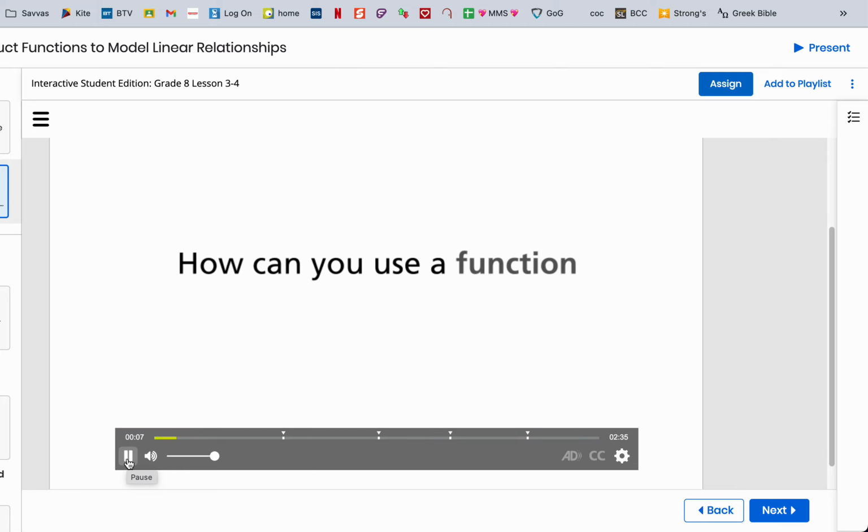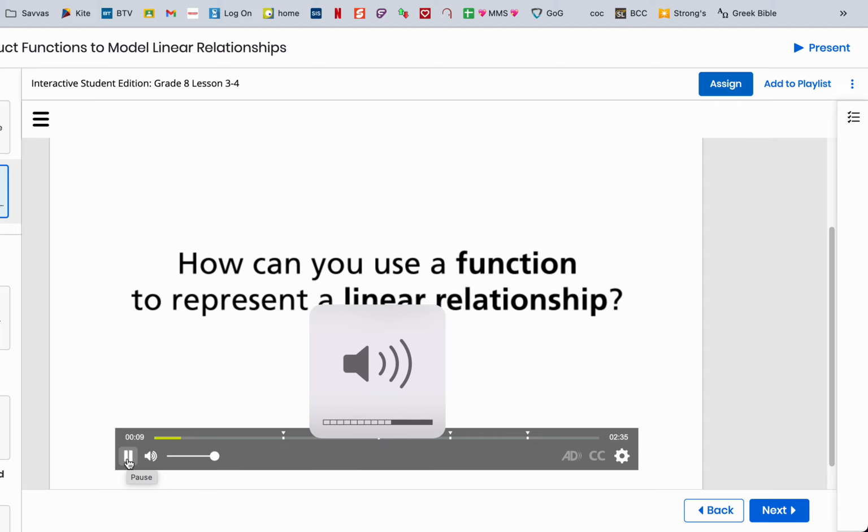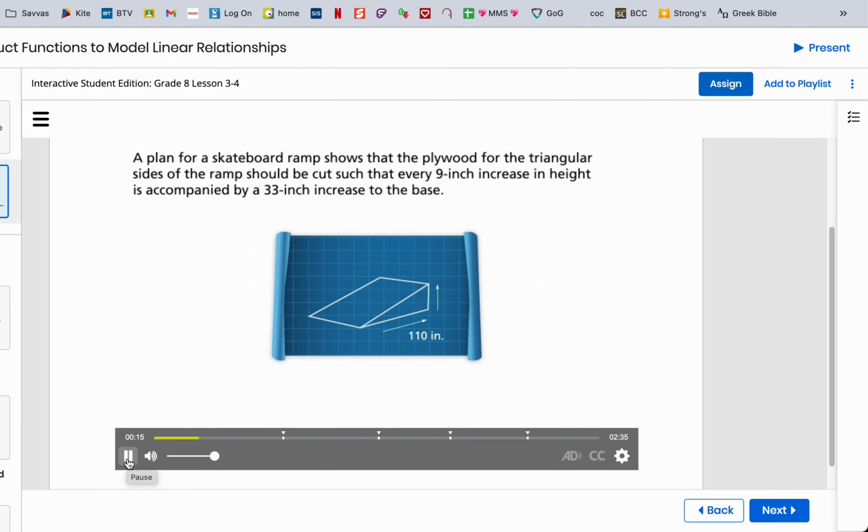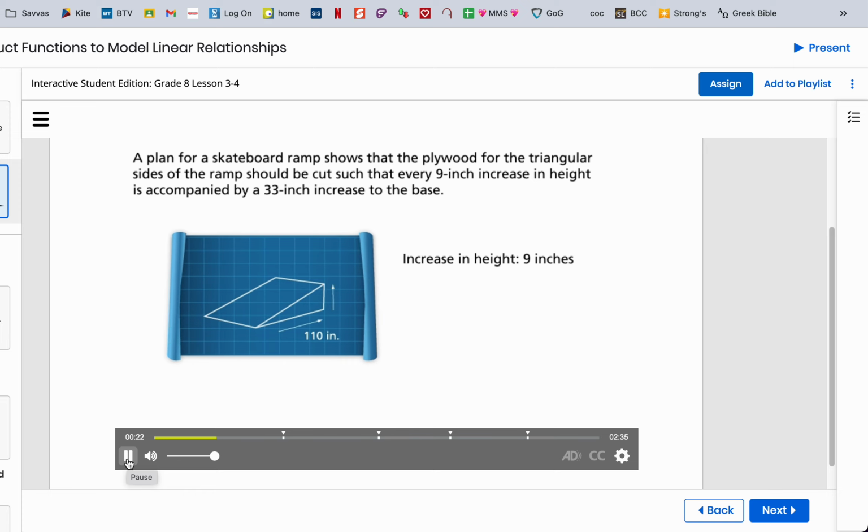How can you use a function to represent a linear relationship? Think about this question during the lesson. A plan for a skateboard ramp shows that the plywood for the triangular sides of the ramp should be cut such that every 9-inch increase in height is accompanied by a 33-inch increase to the base. What is the height of the skateboard ramp?